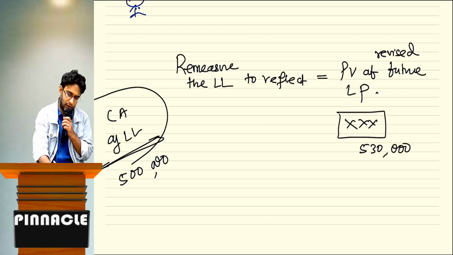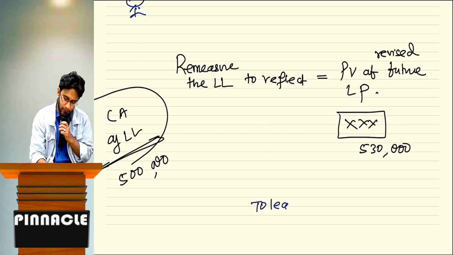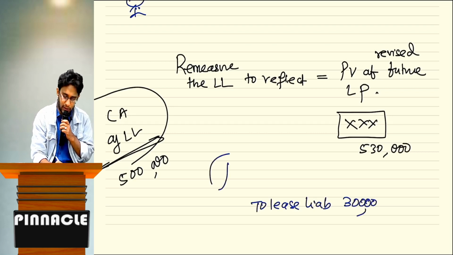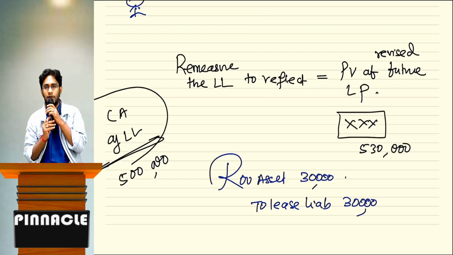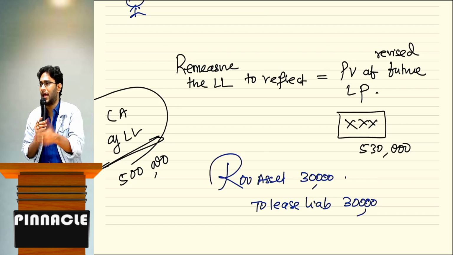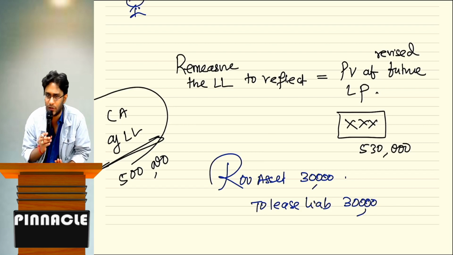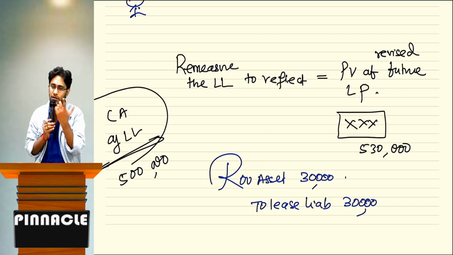Tell me guys, what entry will you write? At least half you should know. Credit lease liability 30,000. Correspondingly, the debit will be given to the ROU asset. If it is a decrease, what will you do? I will write the reverse entry. Lease liability you update, and the corresponding impact you happily give to the ROU asset. No complication, nothing.